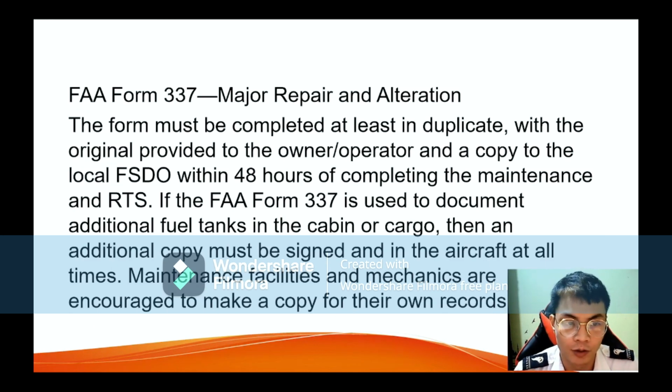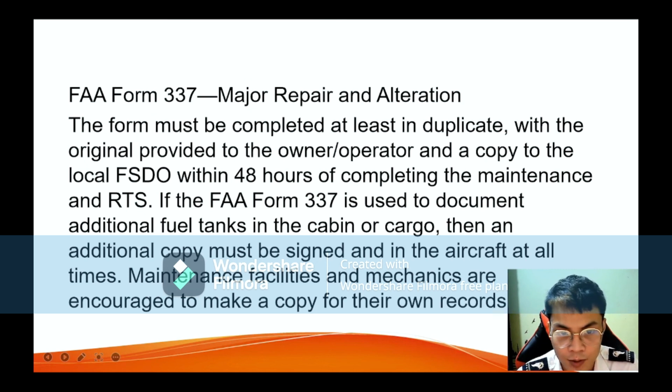So to summarize the FAA Form 337, Major Repair and Alteration, the form must be completed at least in duplicate with the original provided to the owner or operator, and a copy to the local FSDO within 48 hours of completing the maintenance and RTS. If the FAA Form 337 is used to document additional fuel tanks in the cabin or cargo, then an additional copy must be signed in the aircraft at all times. Maintenance facilities and mechanics are encouraged to make a copy of their own records.